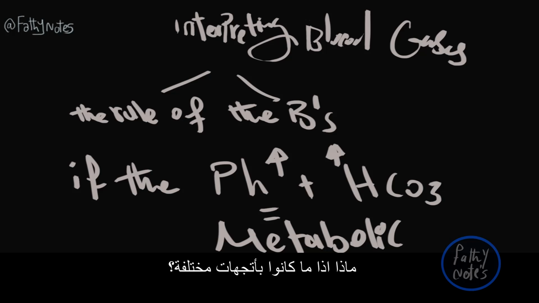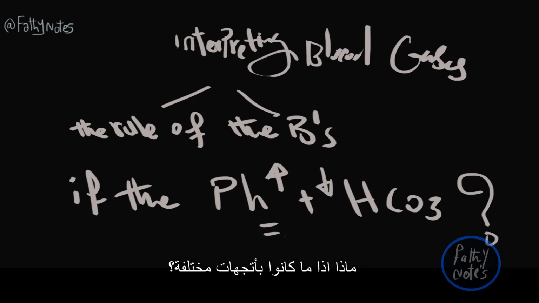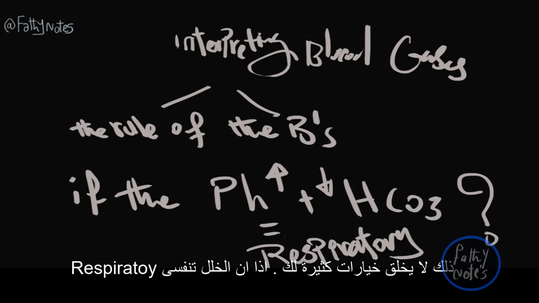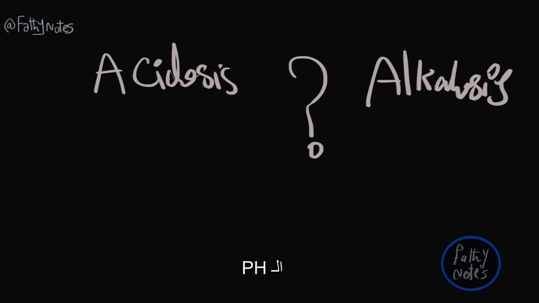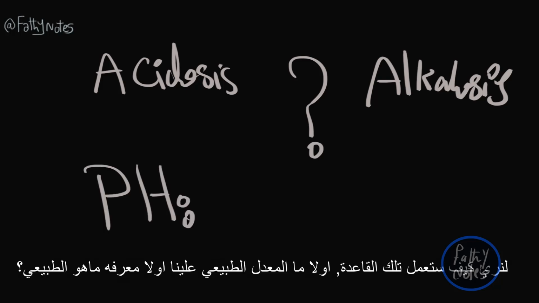Well, what if they're in different directions? Then you only have one other choice, and that's respiratory. Now, what do you get the acidosis and alkalosis from? The pH. Exactly. So let's look at how this rule would work.